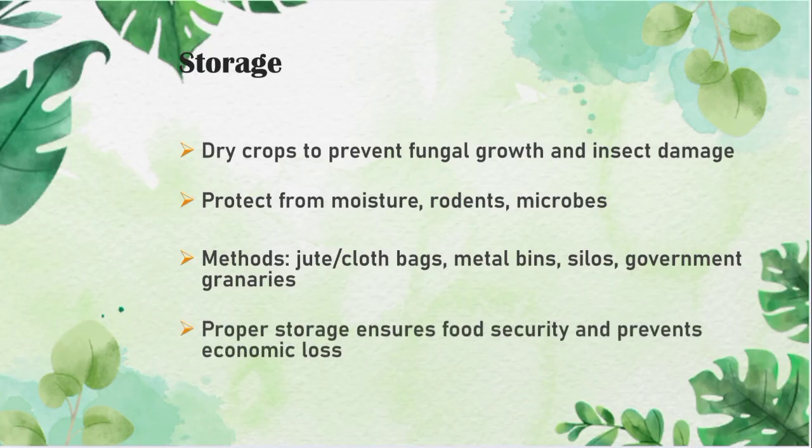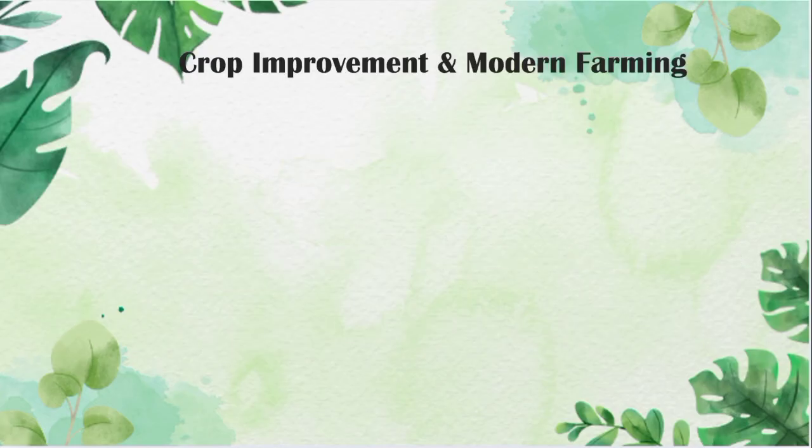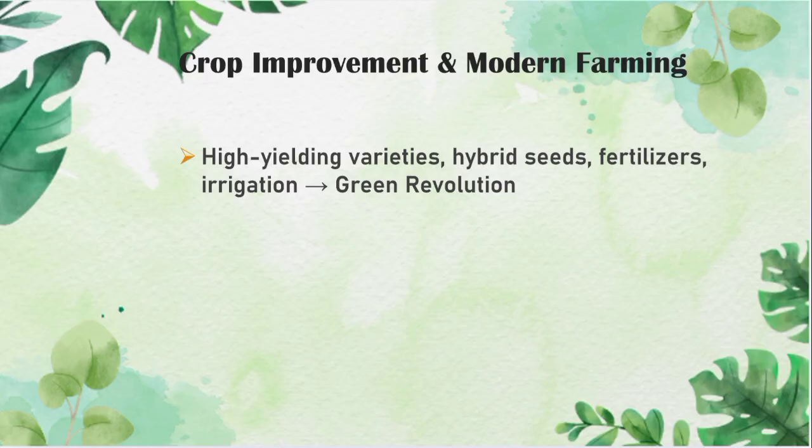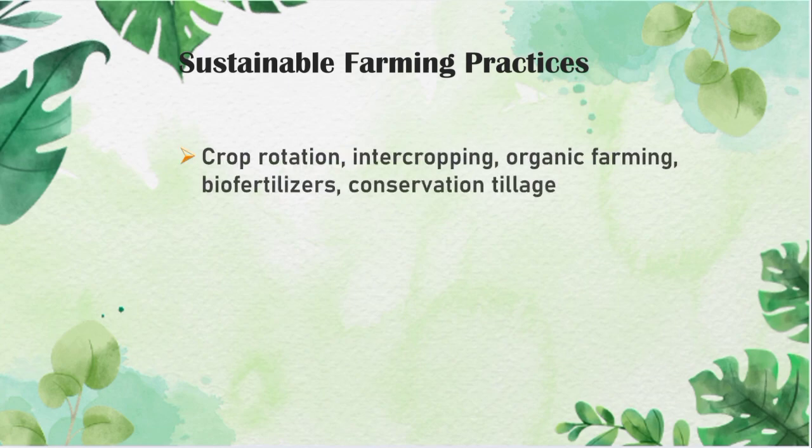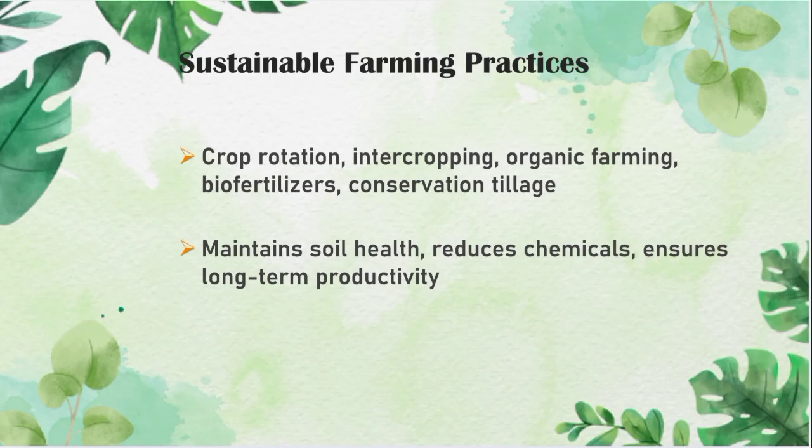Crop improvement and modern farming. High-yielding varieties, hybrid seeds, fertilizers, and irrigation led to the Green Revolution. Today, farmers use drones, AI, and satellite monitoring to optimize inputs and boost yield. Sustainable farming practices like crop rotation, intercropping, organic farming, biofertilizers, and conservation tillage help maintain soil health. They reduce chemical use and ensure long-term productivity, farming smarter and greener for the future.